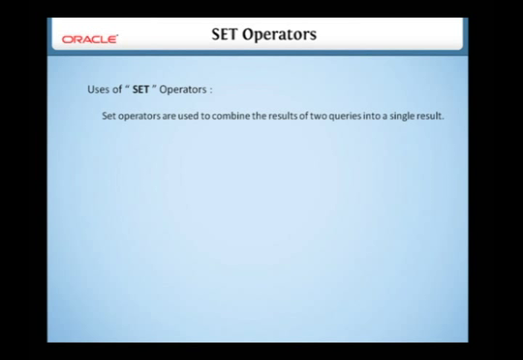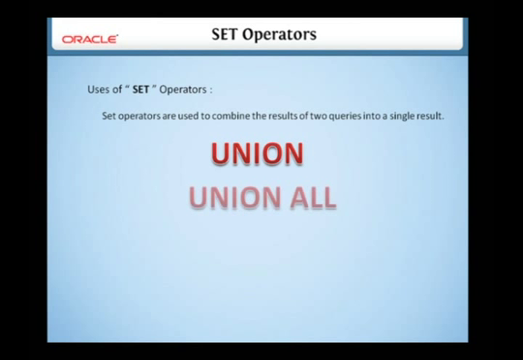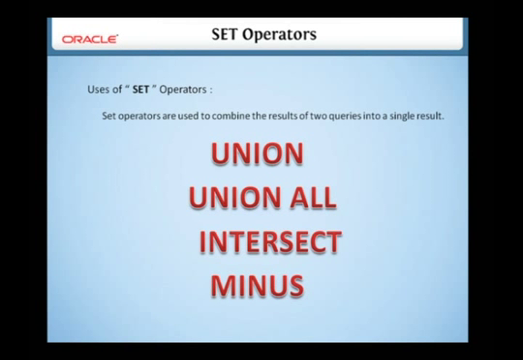Generally, set operators are of different types. Let's see the types. Union: this operator returns all distinct rows selected by either query. Union all: this will return all rows selected by either query, including all duplicates. Intersect: it returns all distinct rows selected by both queries. Minus: this operator returns all distinct rows selected by the first query, but not by the second.